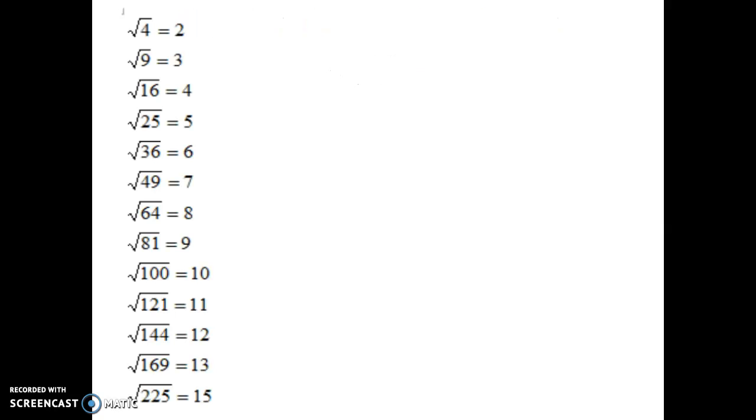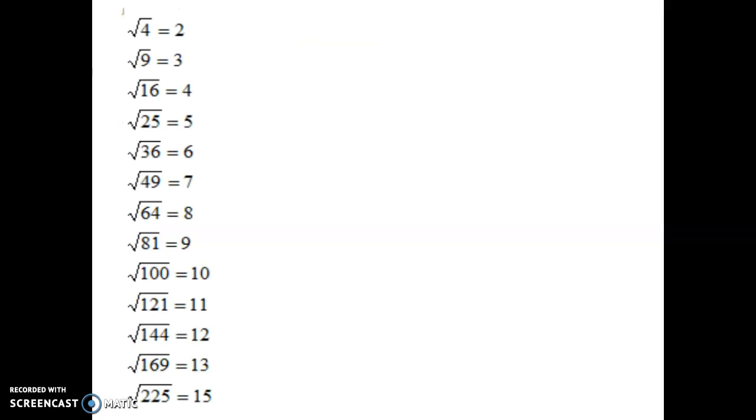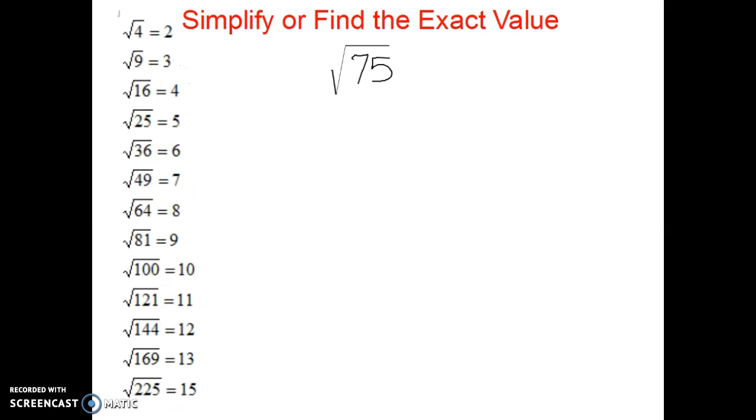In order to simplify square roots, you will need to know your basic square roots. These are your basics that you need to know, so you need to get familiar with those. These numbers under the square roots are considered perfect squares. Those are numbers in which we can do a square root of and get a whole number answer without a decimal. So I'm going to be referring to these numbers throughout.